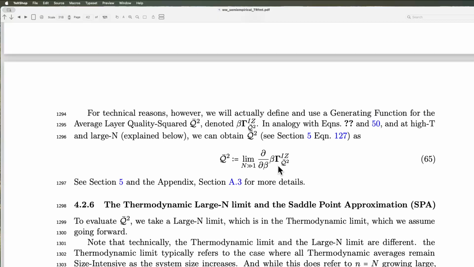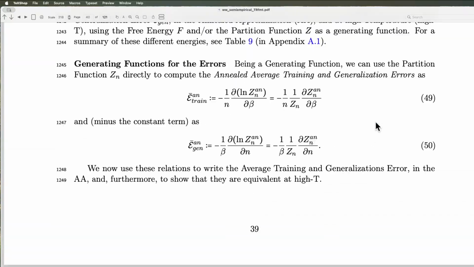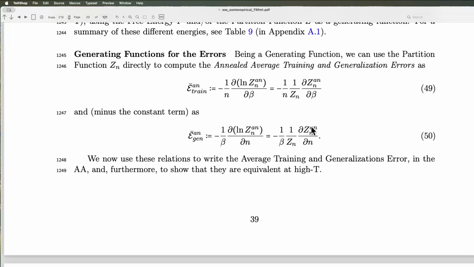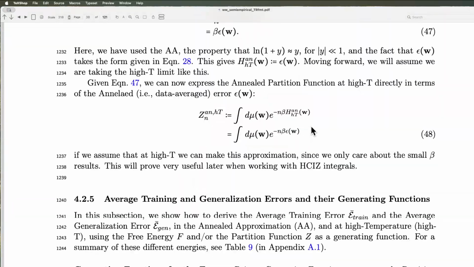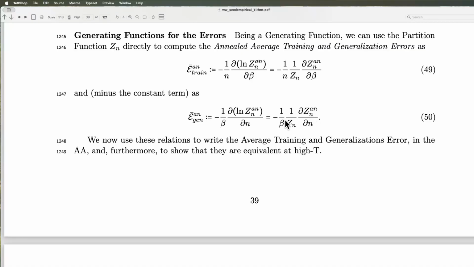Generally, we're going to take a derivative. I think there should be a 1 over n here. I can't remember if there's a 1 over n or not, depending on how we define it. It's very technical, but basically this is in analogy with this equation. Yeah, this is fine. We're taking the derivative with respect to beta. And recall that the average training error and the generalization error are the same.